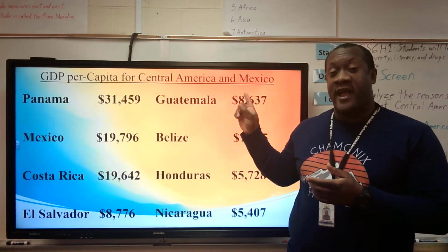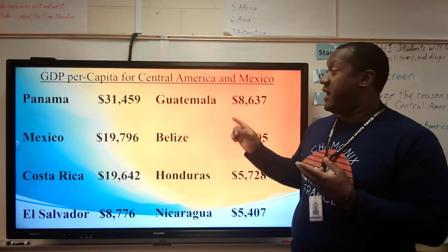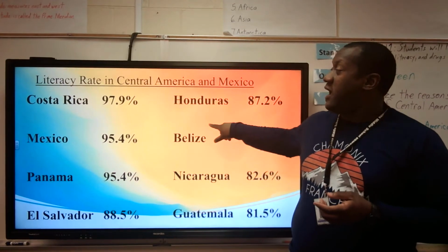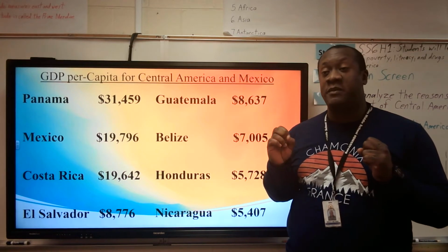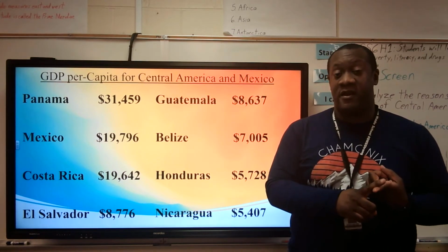We're going to be taking a look at GDP per capita for Central America and Mexico, and also literacy rate in Central America and Mexico. And we're focusing on these because we are going to look at factors that cause people to leave the countries that they live in Latin America.